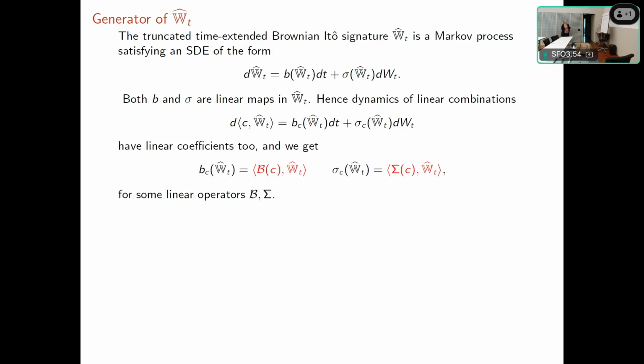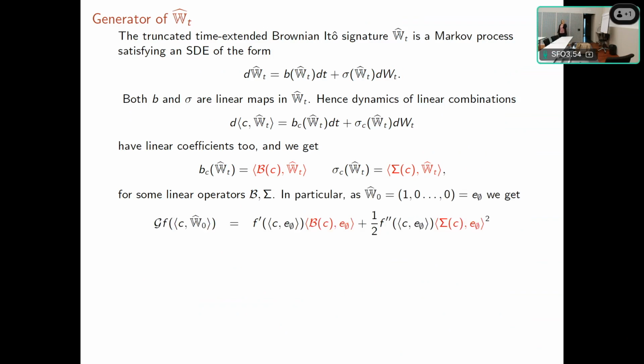Since they are linear, we can write it as a scalar product. There will be some coefficients that depend on C for each component of the signature that we need to go and select. Next step: if we now apply the Ito formula, we get first derivative times drift plus 1/2 second derivative times quadratic variation. And so you can see that this is the drift, and this is the diffusion. So the quadratic variation, we will just need to square it.